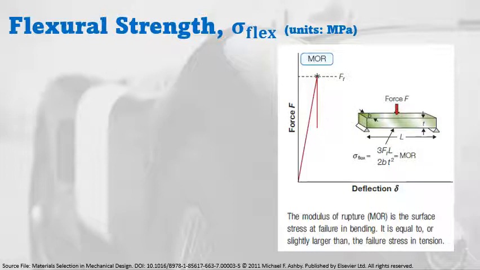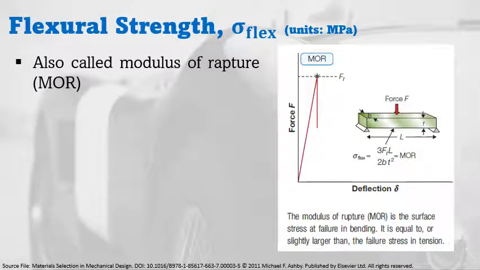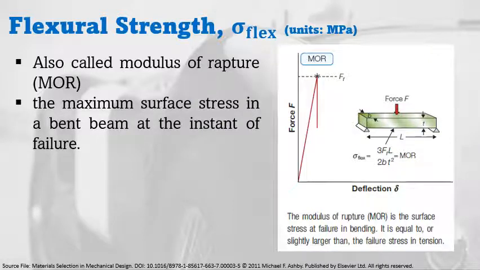Then we have the flexural strength. When a material is difficult to grip, as is a ceramic, its strength can be measured in bending. This is done by measuring the flexural strength, also called the modulus of rupture. It is the maximum surface stress in a bent beam at the instant of failure. Say for example, you have here in the diagram the deflection versus force. The MOR is the point wherein we achieve the maximum surface stress before it fails. So that's our flexural strength.